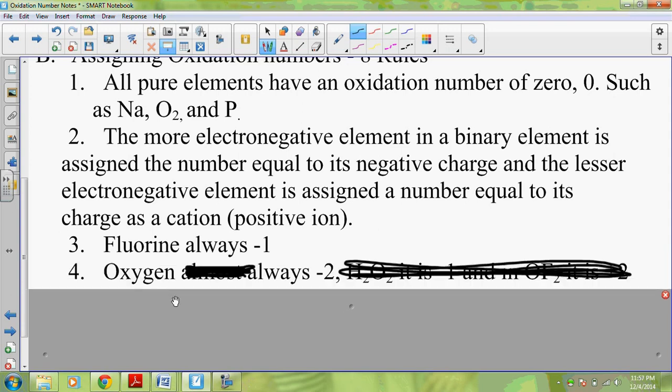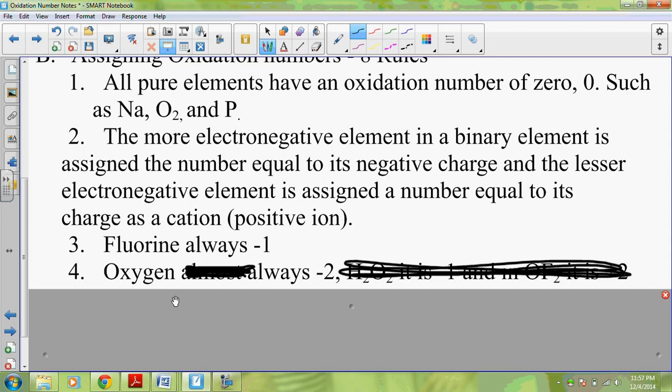Same rule goes for oxygen. Oxygen in our class is always going to be -2. You won't even have to think about it. You guys are going to be doing this over and over again. Now, there are a couple exceptions. We won't worry about those in Chemistry 1. So oxygen always has an oxidation number of -2 when it's combined with another element.